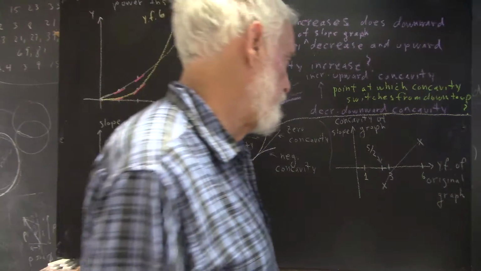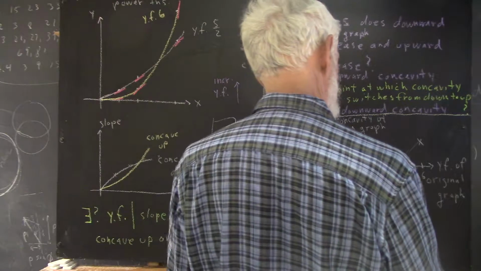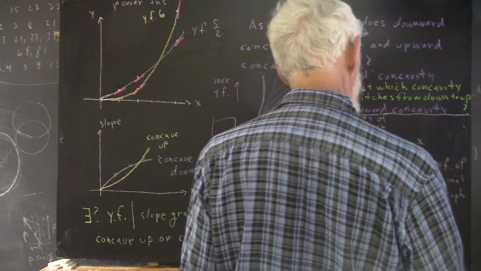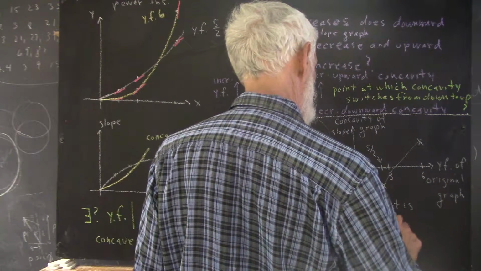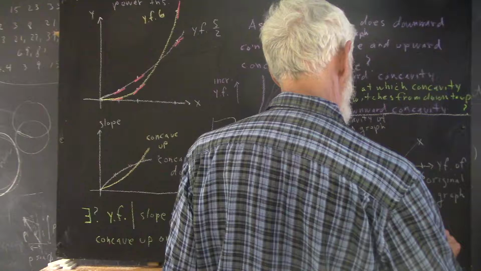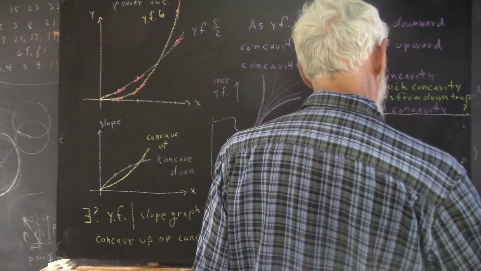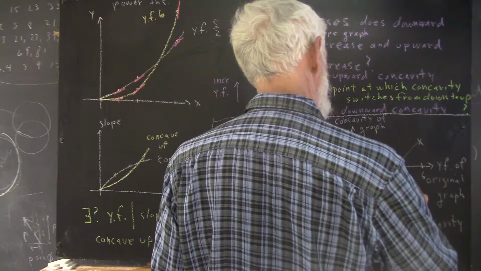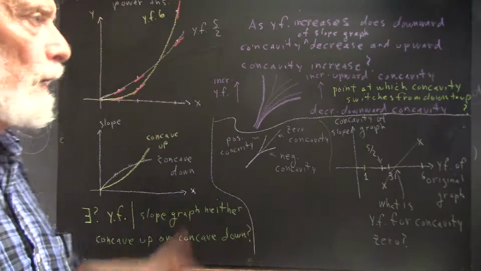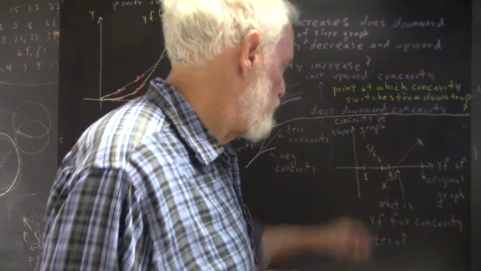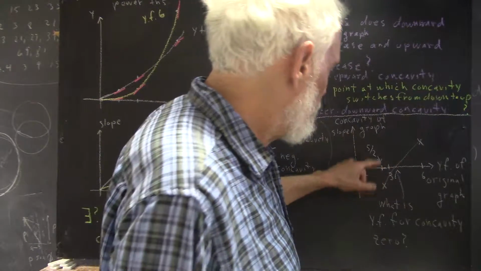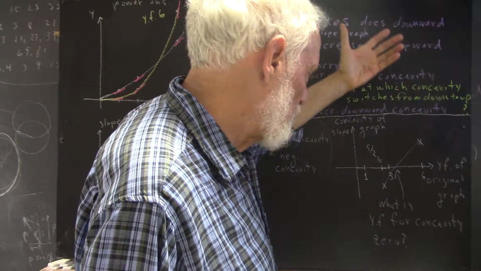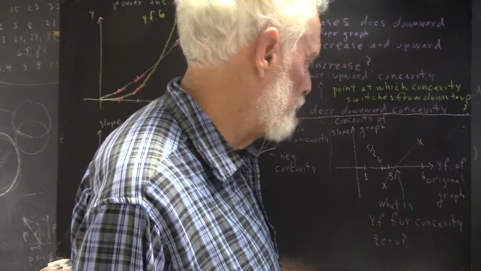Now, the question then is, what is the y factor for concavity 0? You could conjecture what that y factor would be, but we don't know how high this point should be. We don't know how low this point should be. If we do a straight line from here to here, what do we get? Something halfway between 5/2 and 6.